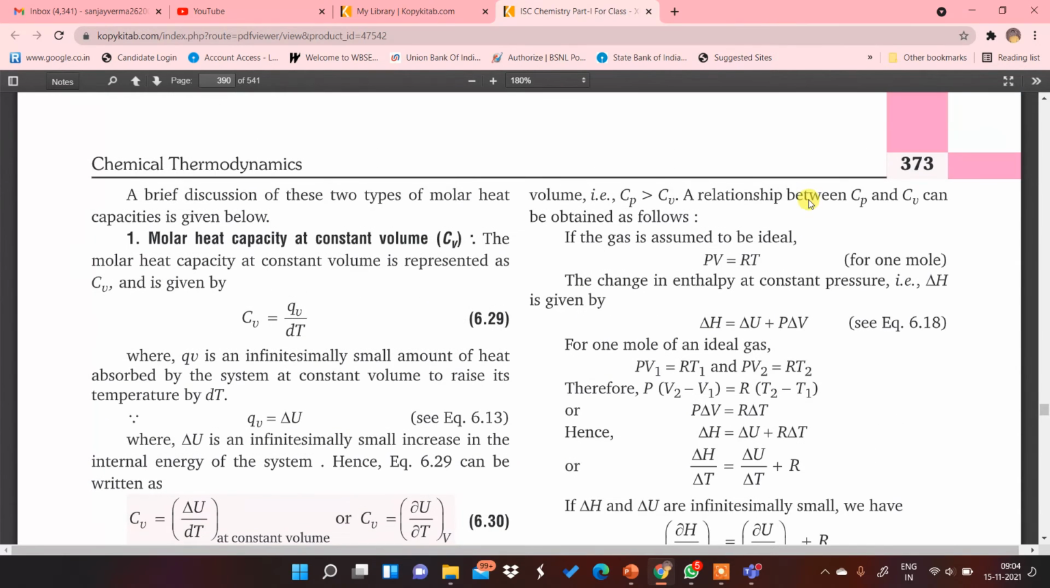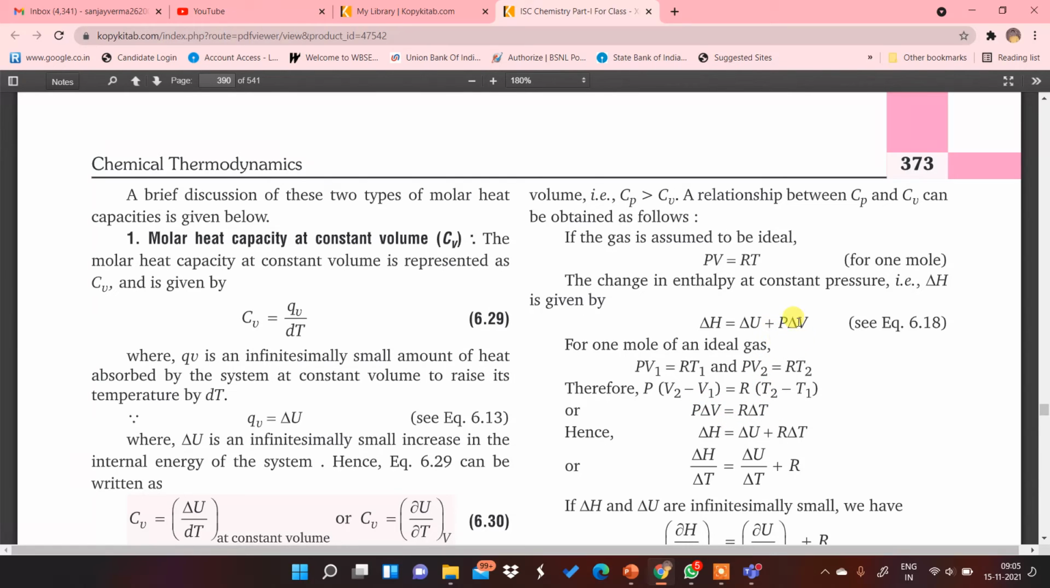So this derivation will be required. How to start the derivation? If the gas is assumed to be ideal, then for 1 mole of a gas, we can write PV is equal to RT. After that, the change in enthalpy at constant pressure, we know the formula from the first law, delta H is equal to delta U plus P delta V. That is from the first law of thermodynamics. And for 1 mole of an ideal gas, we put V1 and V2 in this equation. So PV1 is equal to RT1 and PV2 is equal to RT2, and make over here P delta V is equal to R delta T.